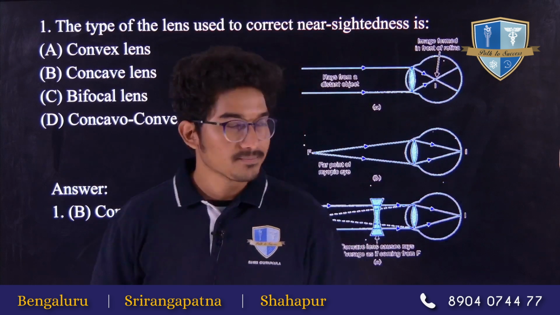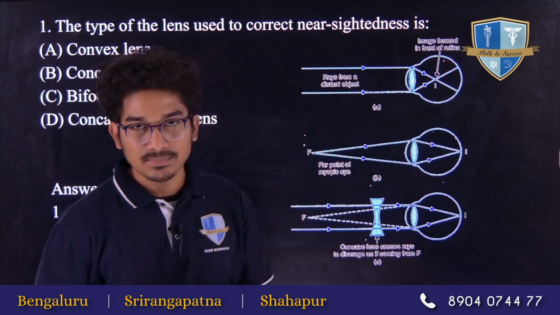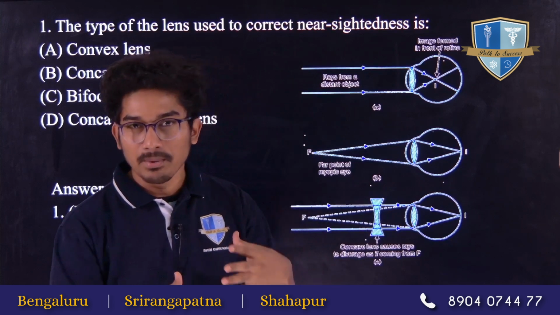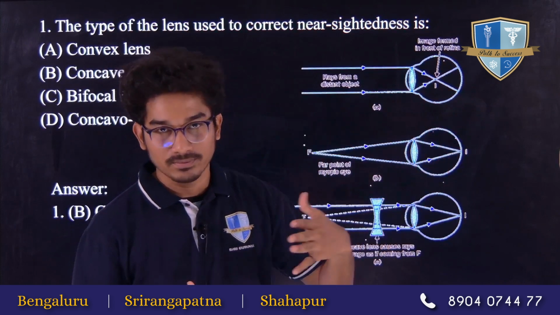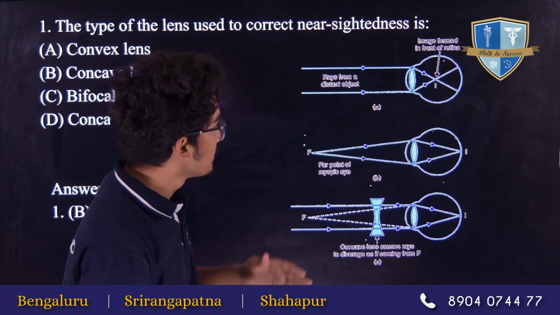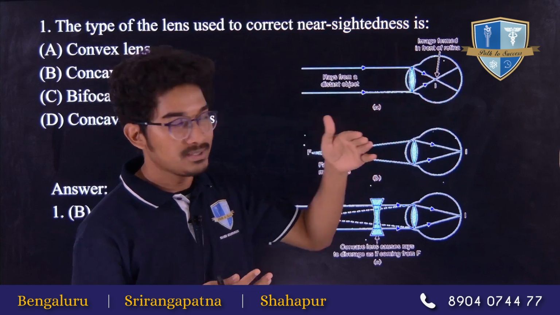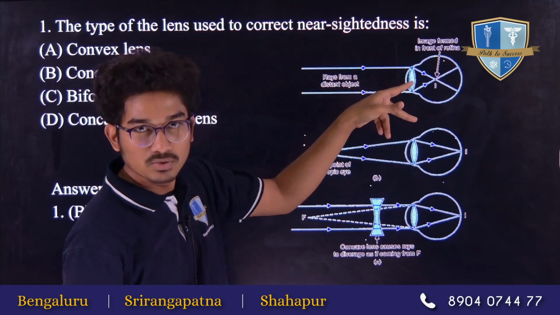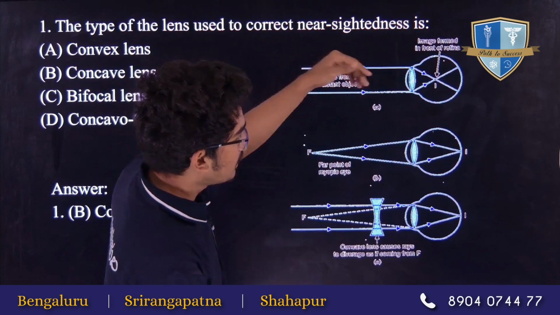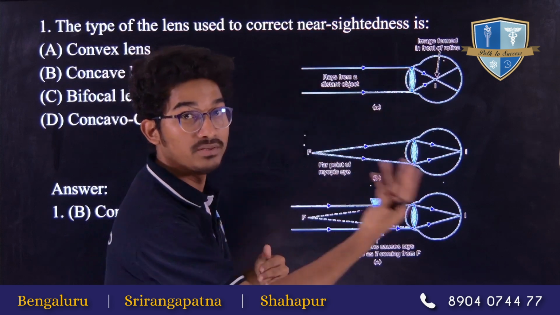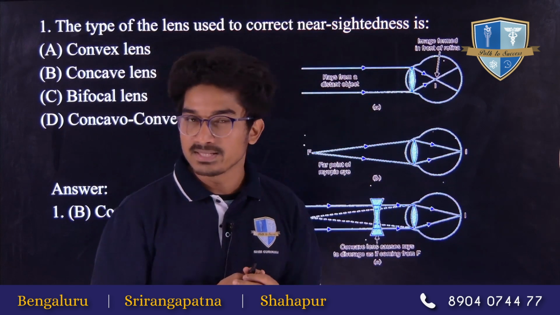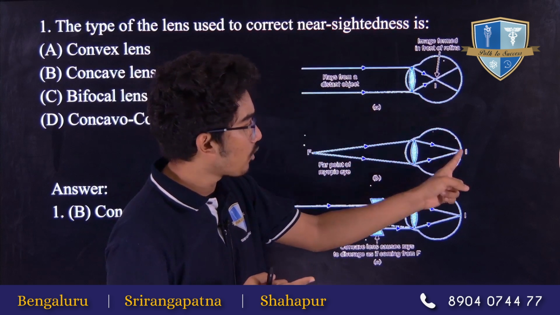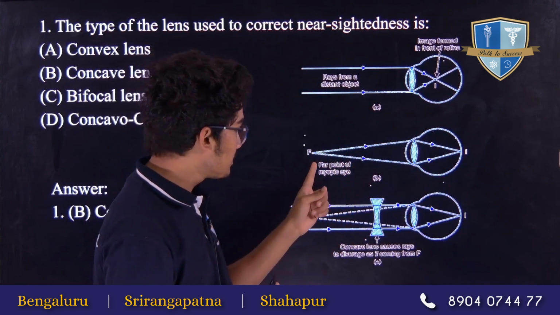Why concave lens? If you have nearsightedness, it means you are able to see nearby objects, but you are not able to see far away objects clearly. If the object is far away, the incident rays are almost parallel. If the incident rays are parallel, they converge ahead of the retina. You are only able to see an image clearly when the image forms exactly on the retina. So this is the farthest point.